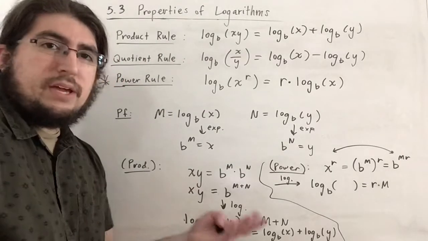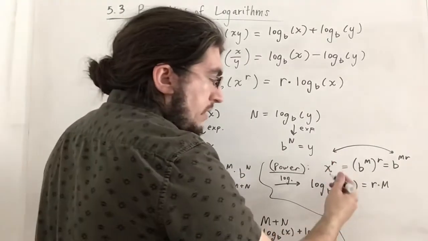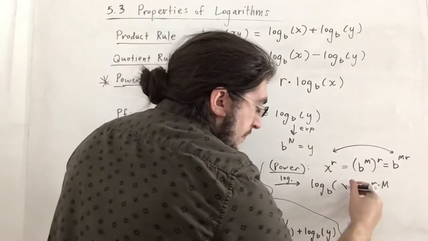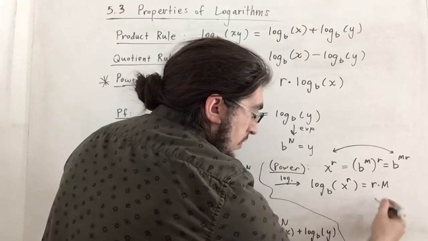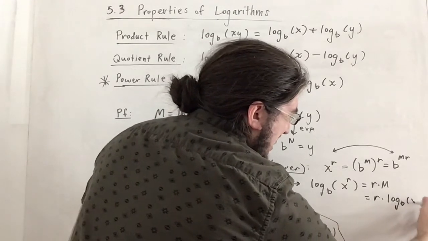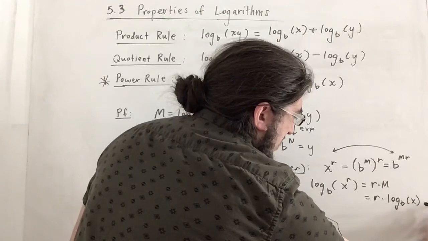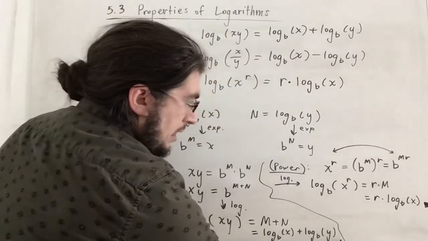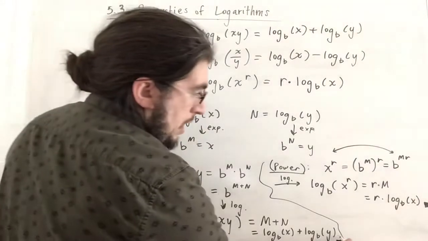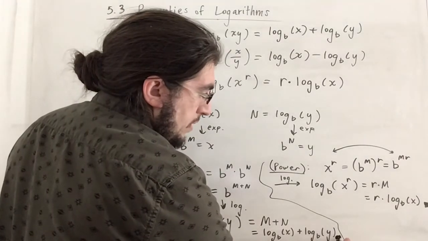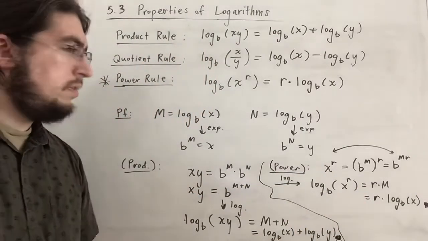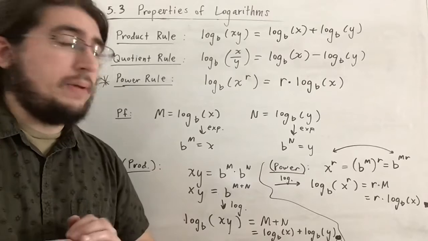Of what? Of the other number we haven't used, which is x to the r in this case. Base and the exponent we've used, but we haven't used x to the r. And there we go. So now, what's m? M was log base b of x. So this here finishes the proof of the power rule, just like this finished the proof of the product rule. This black square here just means I'm done proving, basically.